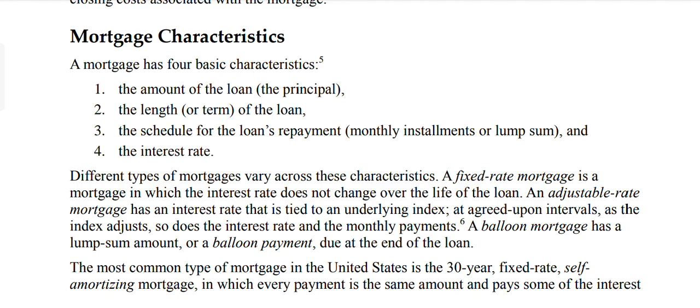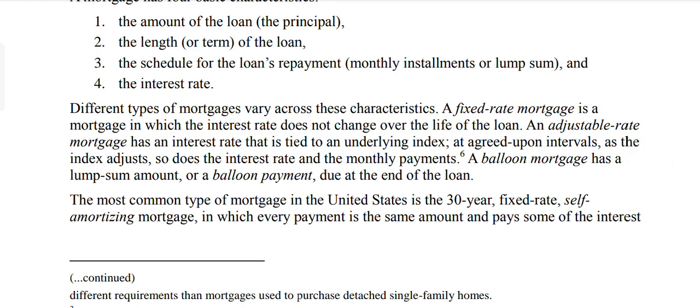A fixed rate mortgage is a mortgage in which the interest rate does not change over the life of the loan. An adjustable rate mortgage has an interest rate that is tied to an underlying index at agreed intervals. As the index adjusts, so does the interest rate and the monthly payment. A balloon mortgage has a lump sum amount, or balloon payment, due at the end of the loan.